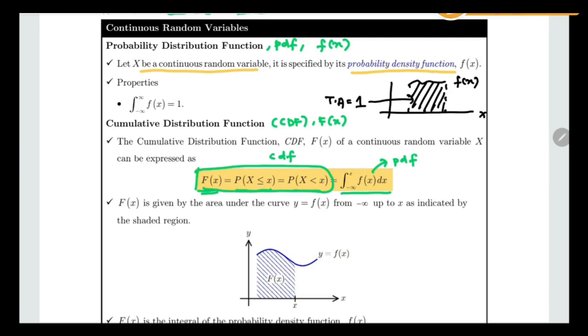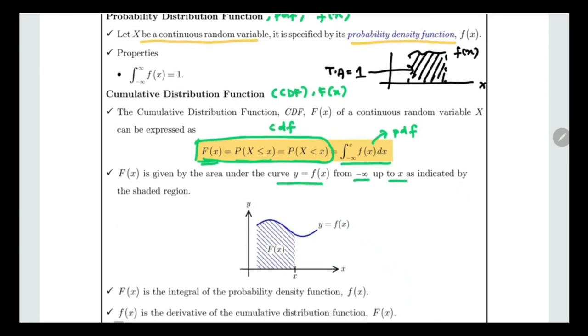And then F(x) is given by the area under the curve from negative infinity up to x, as indicated by the shaded region. So if we want to find F(x), it means that we have to integrate from negative infinity up to x with the given function. The area that we have to find here is from negative infinity, or you can replace it with the lowest limit of the given question, under the curve up to x.